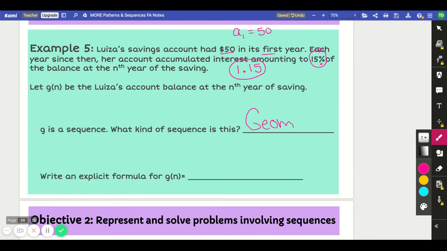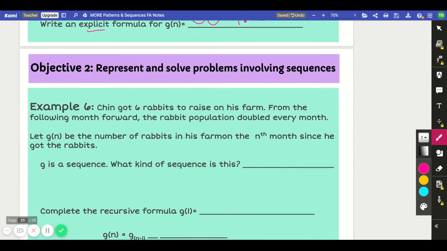And now we need to find the explicit formula. So we're starting with our first term, and we're multiplying it by the common ratio raised to n minus 1. And there's your formula. Now you can figure out how much she's earning at the end of, say, again, 10 years. Plug in 10 into the equation and then solve.